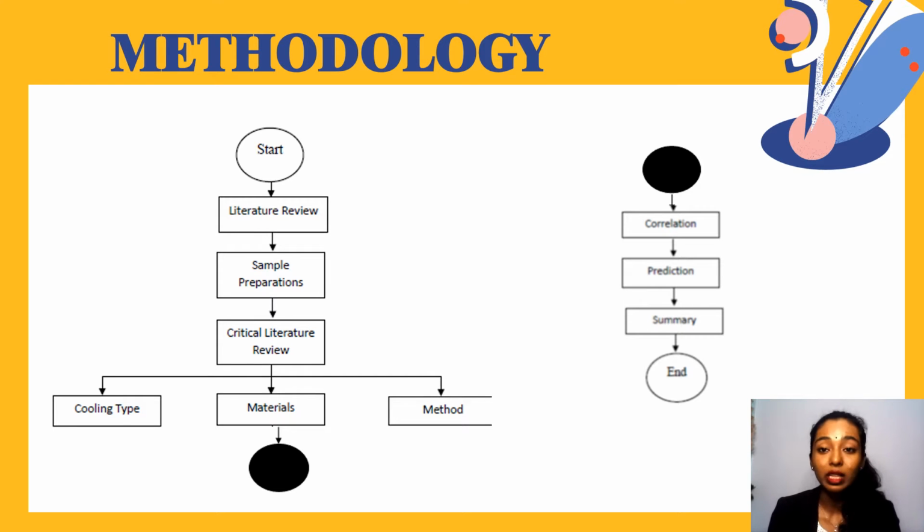The methodology starts with literature review and then the sample preparation, where there is a lot of collection of data based on journals, more about the cooling effect on the weld joint. And then it proceeds to the critical literature review where three factors of data were collected, which are cooling type, materials and method. So for cooling type, it has been constant throughout all the data collections, which means that all the tabulated data used tap water as a coolant. And then the second factor is material.